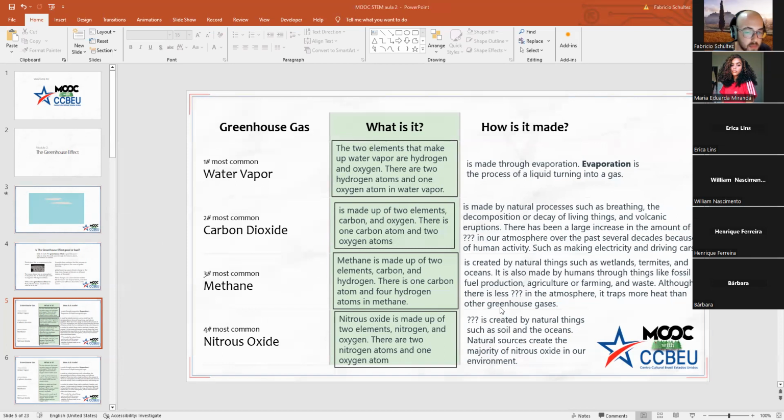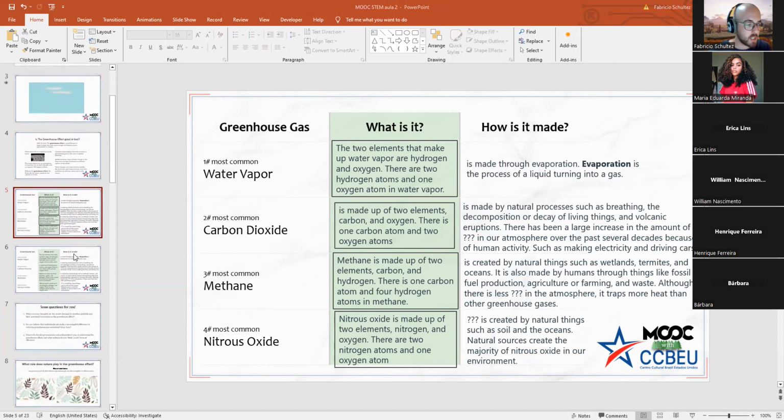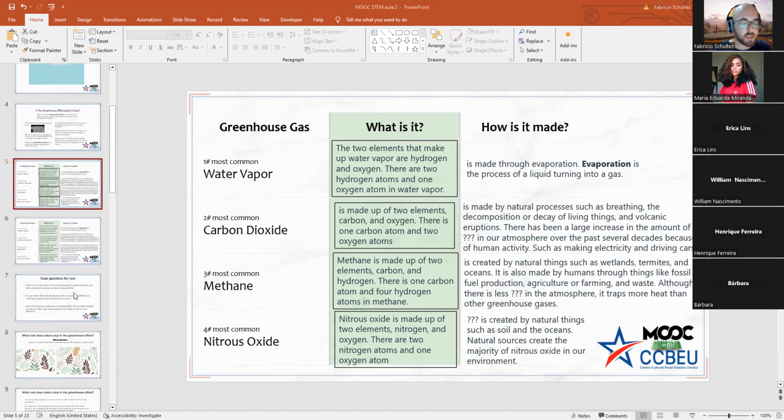Nitrous oxide is created by natural things such as soil. Soil is earth, where you plant. When you plant something, you plant in the soil. So it's created by natural things such as soil and the oceans. Natural sources create the majority of nitrous oxide in our environment. Good. So this one we haven't influenced yet.